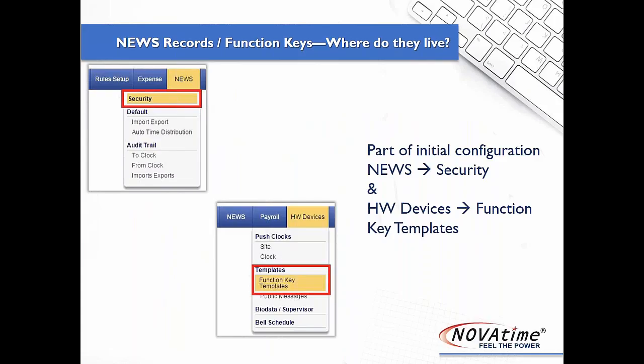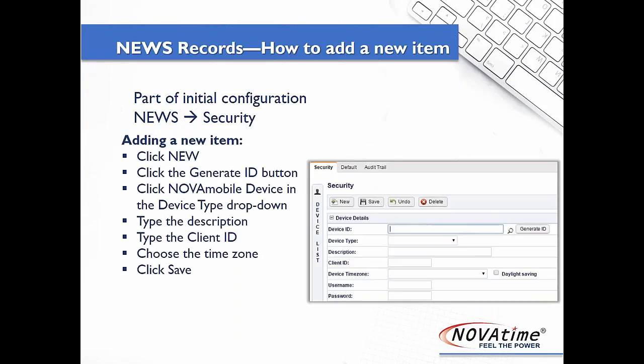Now the time zone typically with the mobile app is irrelevant. The news record requires it, but it doesn't matter. It's going to be based off of the access group that's configured for the users that are using it, and we'll get into that a little bit later when we go through the configuration. The news record actually is created here on the news tab. So you go to news security, and that's where you would create and add the record for the phone.